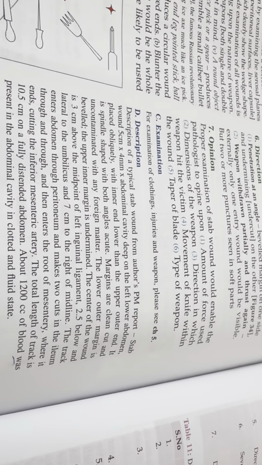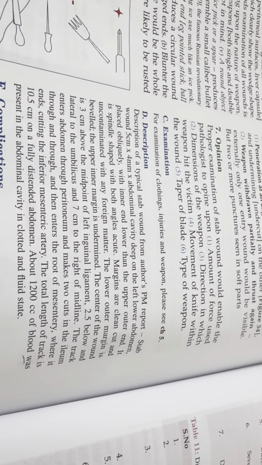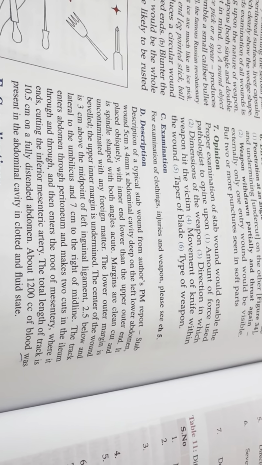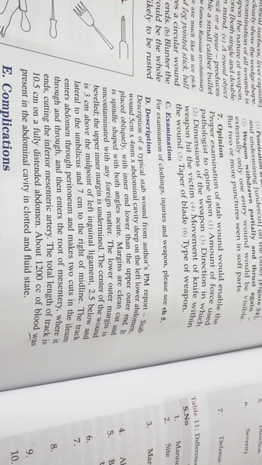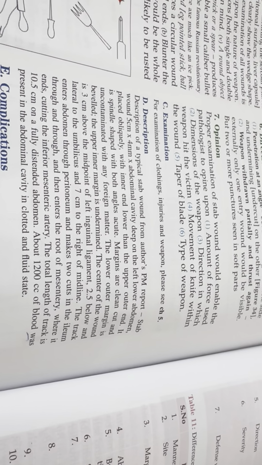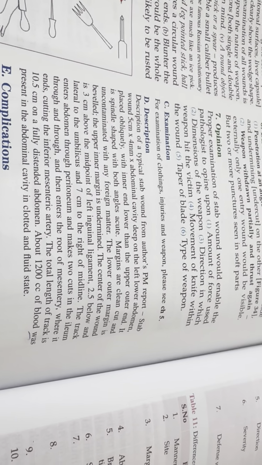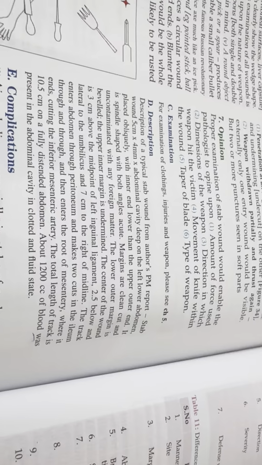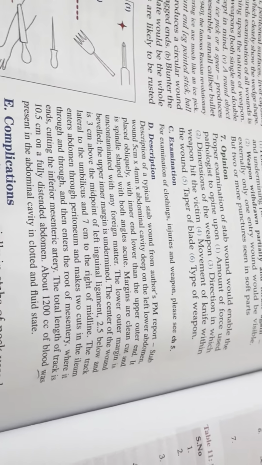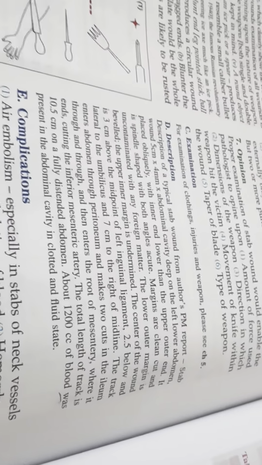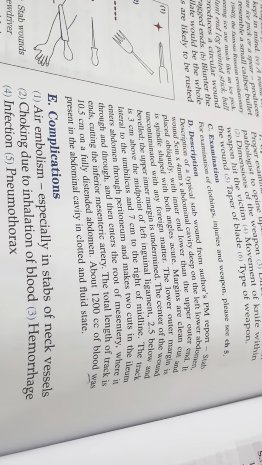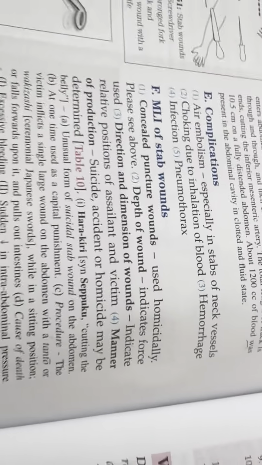The lower outer margin is beveled, the upper inner margin is split, and the center of the wound is 3 cm above the midpoint of the left inguinal ligament, 2.5 cm below the umbilicus, and 7 cm to the left of the midline. The track enters the abdomen through the peritoneum, makes two cuts in the bowel loops, then enters the root of the mesentery, cutting the inferior mesenteric artery. The total length of the track is 10.5 cm on a fully distended abdomen. About 1,200 cc of blood was present in the abdominal cavity.